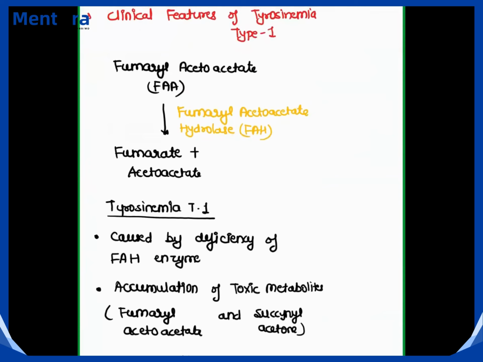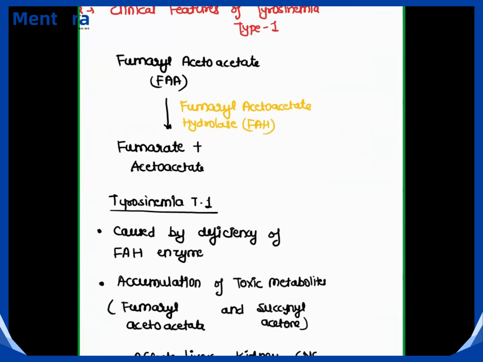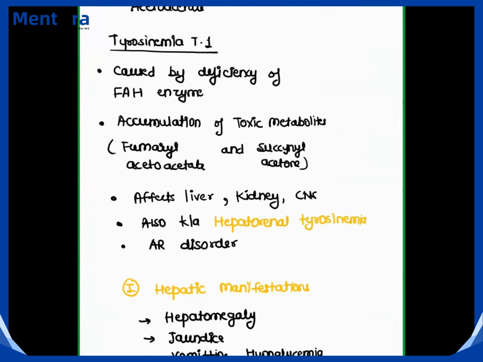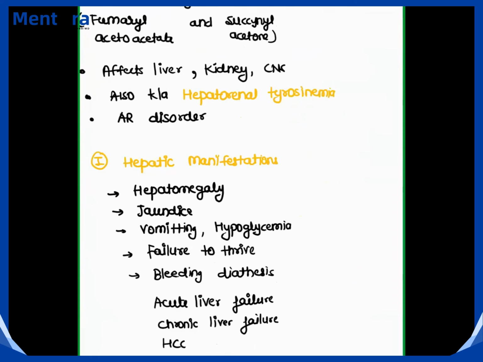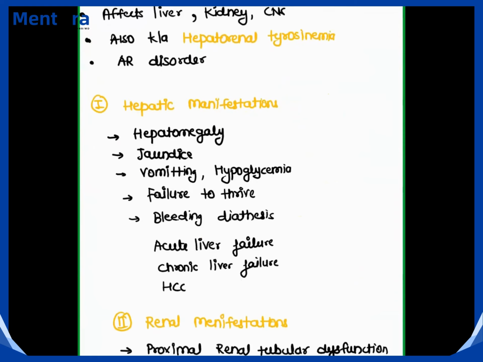So important is there is deficiency of fumarylacetoacetate hydrolase. That leads to accumulation of toxic metabolites like fumarylacetoacetate. And this affects liver, kidney and CNS. And it is also called hepatorenal tyrosinemia.